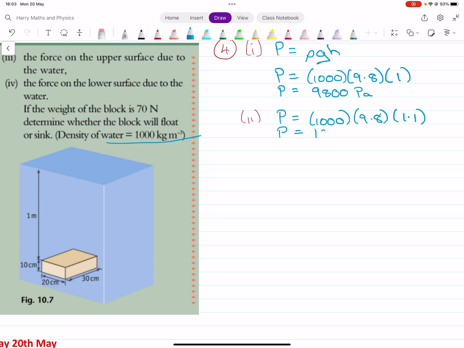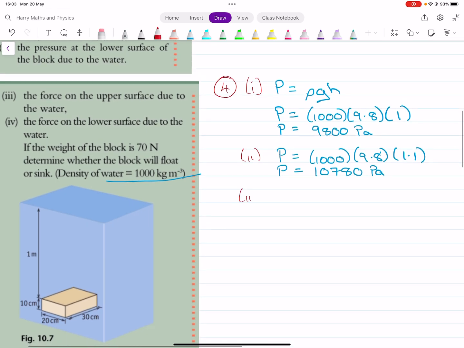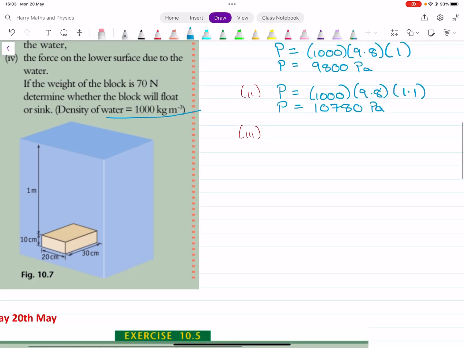So that's going to be 10,780 pascals at the lower surface. The third one, the force on the upper surface. So pressure equals force over area, which means force is pressure times area.